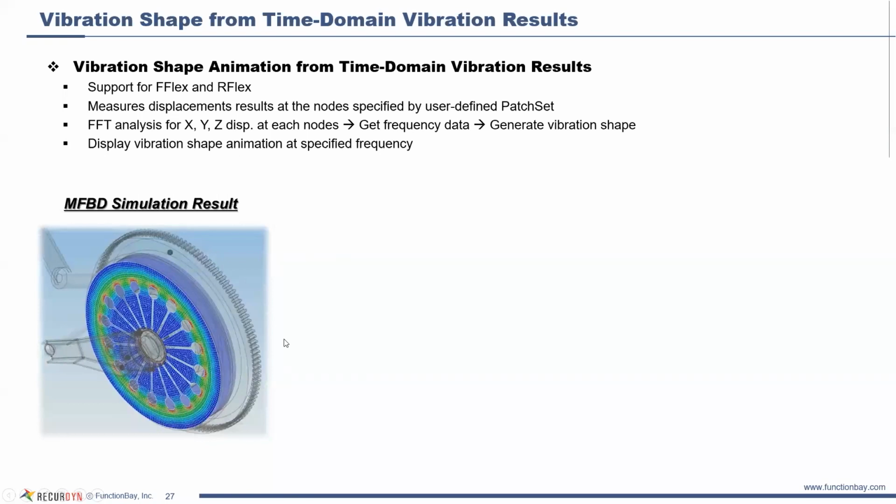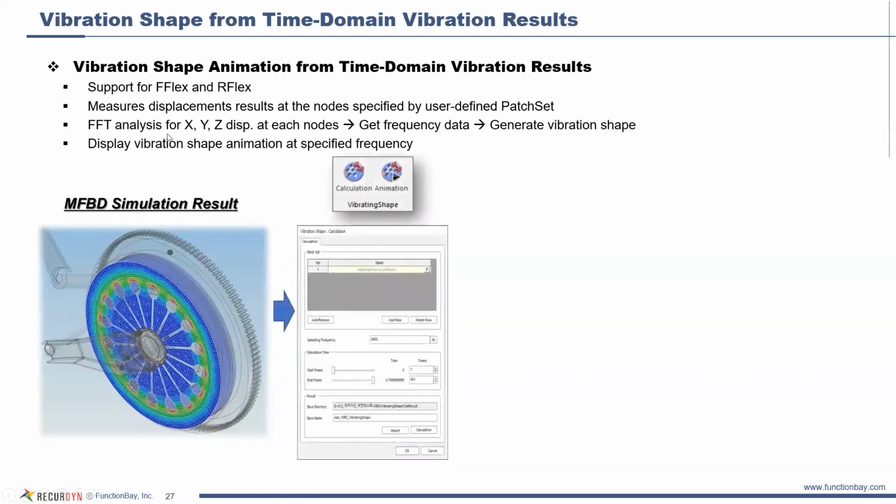RecurDyn will then measure the displacements of the nodes specified by the user that they want to include in the post-analysis using a user-defined patch set. Then it does an FFT analysis on the X, Y, and Z displacements of all of these nodes. It also calculates the frequency data and then generates a vibration shape.